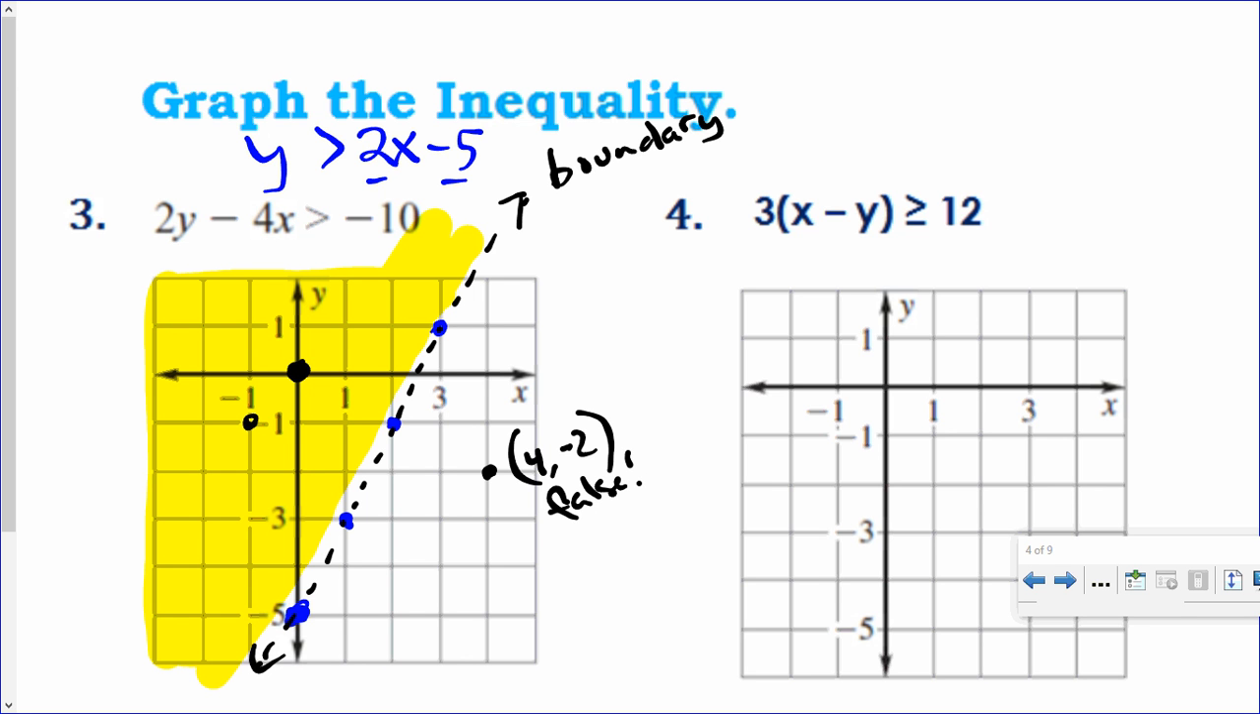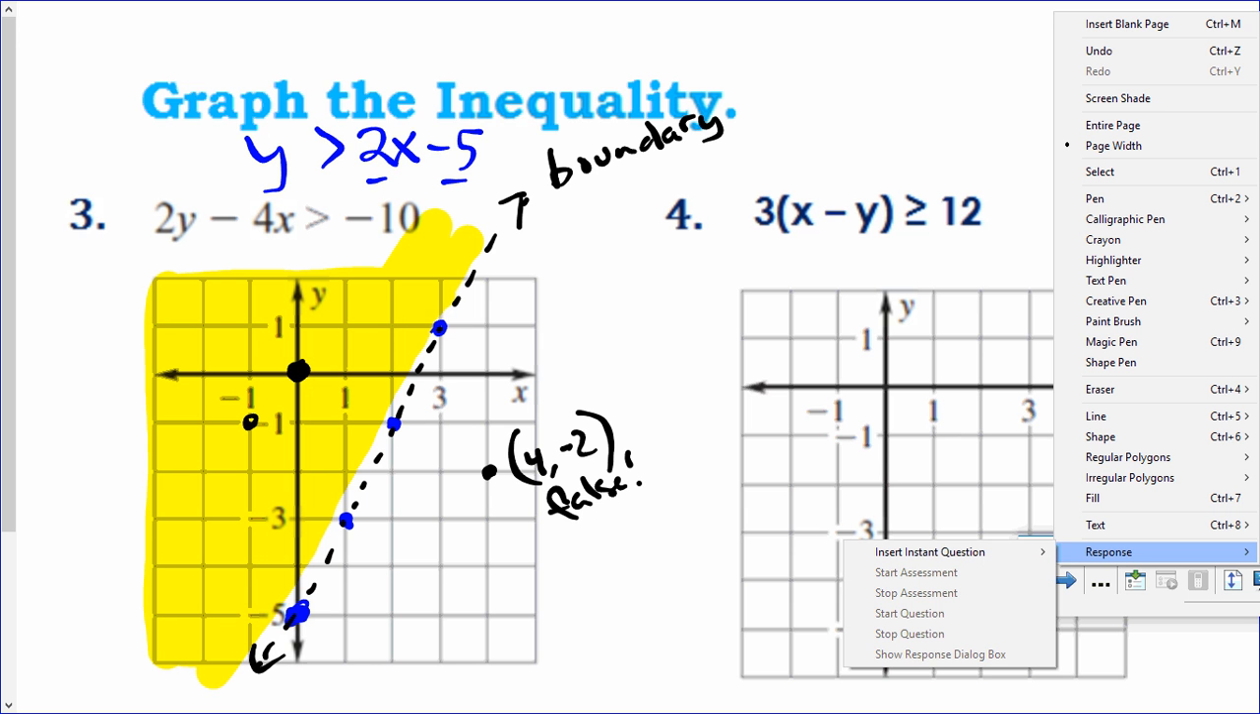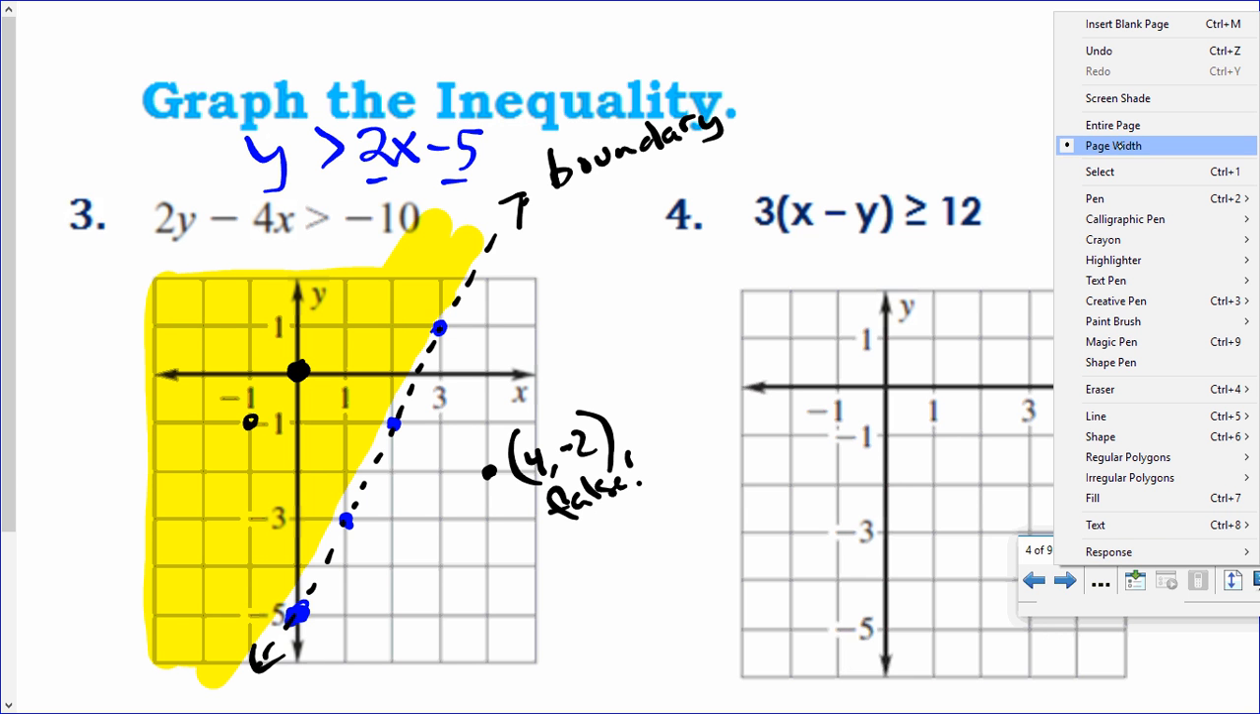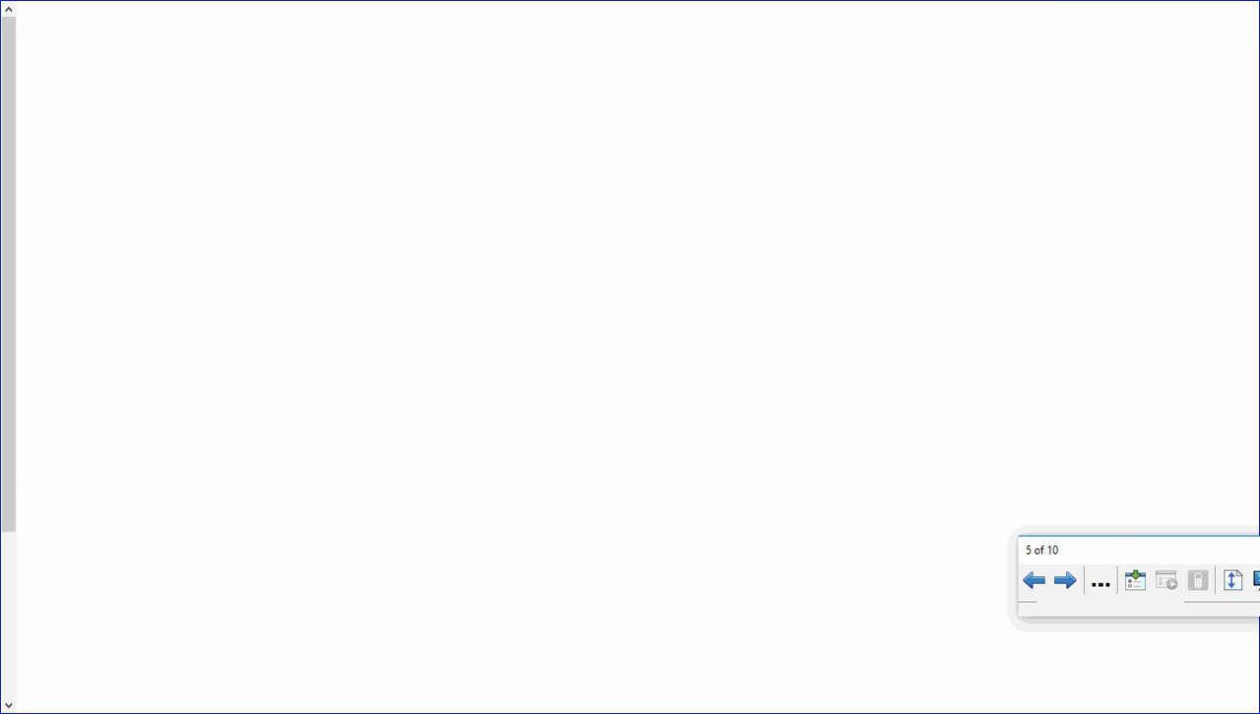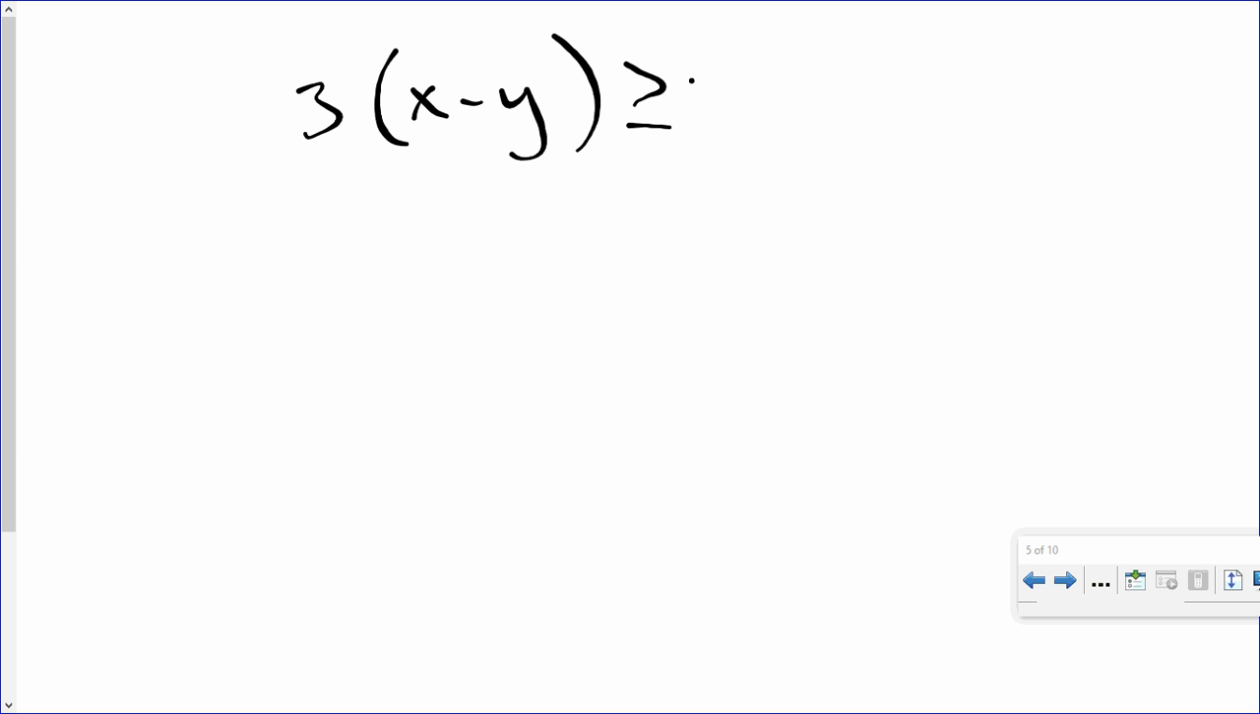So now we'll try this again on the other side. We'll rewrite this one. I'm going to go back and add in another one. It's 3 times x minus y is greater than or equal to 12. Now I use the distributive property here to make 3x minus 3y is greater than or equal to 12.